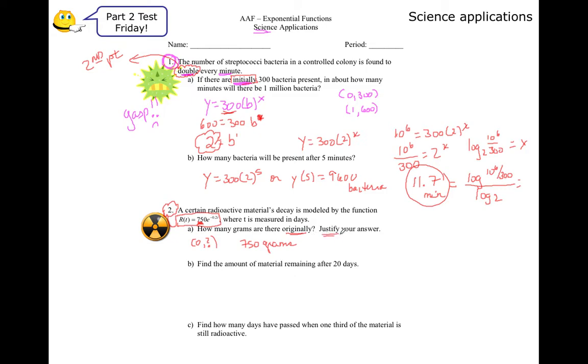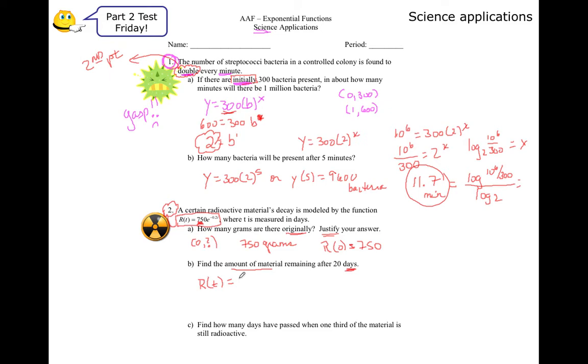How you justify your answer is you write the radioactive material at time 0 was 750. Find the amount of material remaining after 20 days. That's a time, right? So you're just doing R of T.